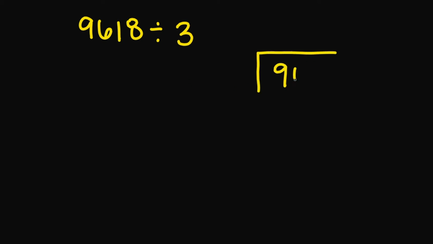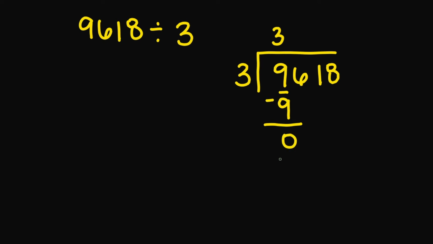Let's try some larger numbers. Let's try 9,618 divided by 3. We're going to divide. And then your 3 is going to be out here. Right? So 3 goes into 9 how many times? 3 times. 3 times 3 is 9. I'm going to subtract now. 9 minus 9 is 0. Now I'm going to bring down my 6.